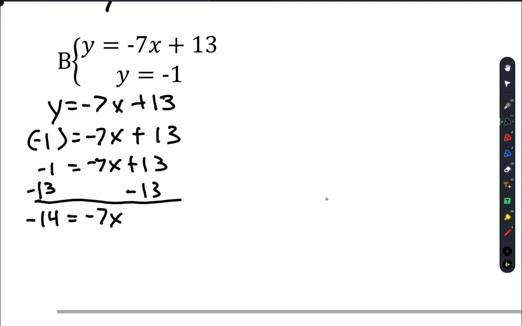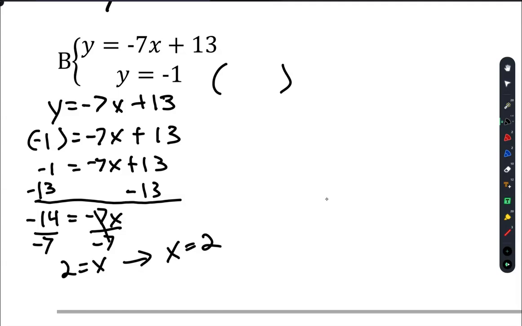And now I've got negative 7 times x. I'm going to divide by negative 7 on both sides. The 7s cancel out, and here I get positive 2. So 2 is equal to x. Another way to say that is x is equal to 2. So we've got our coordinate. We've got x, which is 2, and y, which they already gave us, is negative 1. And that's B.